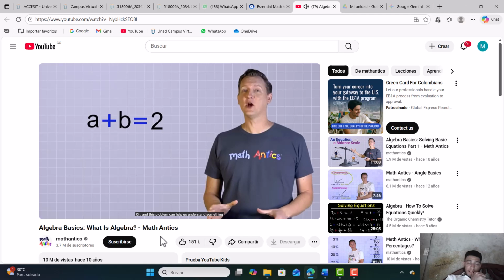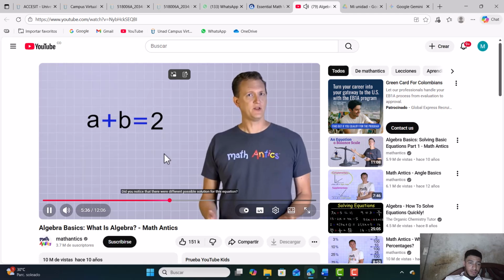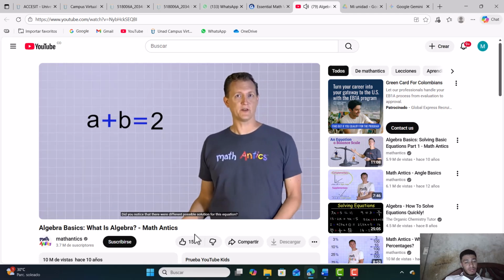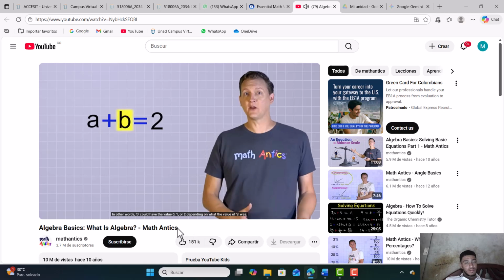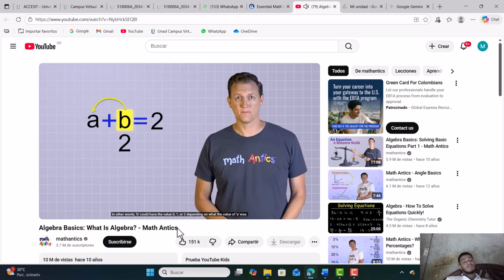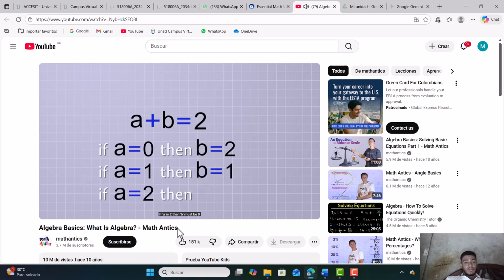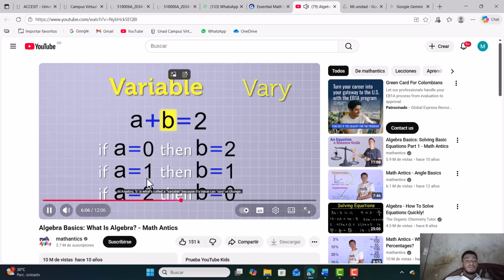Oh, and this problem can help us understand something very important about how symbols are used in algebra. Did you notice that there were different possible solutions for this equation? In other words, B could have the value 0, 1, or 2 depending on what the value of A was. If A is 0, then B must be 2. If A is 1, then B must be 1. And if A is 2, then B must be 0. B can't have two different values at the same time, but its value can change over time if the value of A changes. In algebra, B is what's called a variable because its value can vary or change.